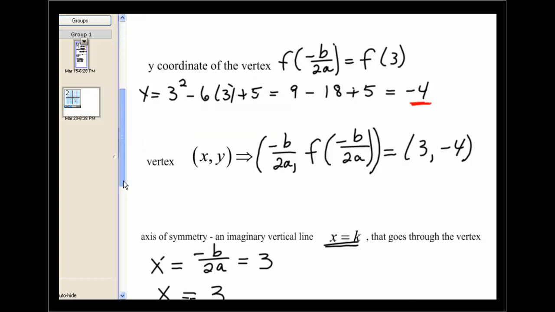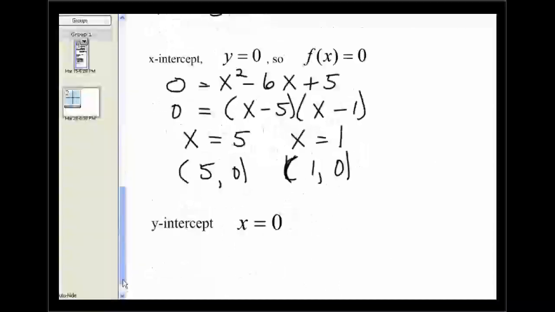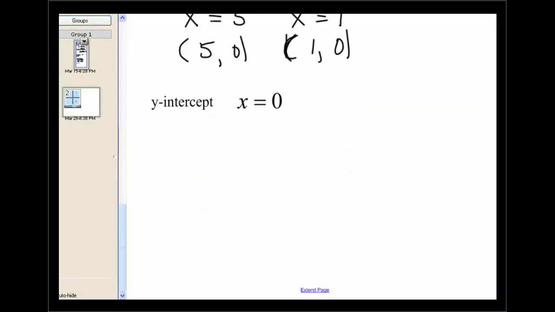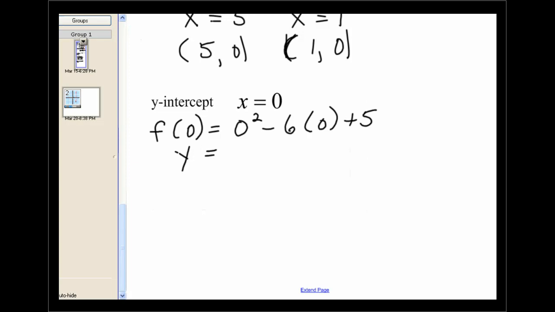Next thing we're going to find is the y-intercept. Now for a y-intercept, x is equal to 0. So we're going to find f of 0. So that's 0 squared minus 6 times 0 plus 5. So that means y equals 5. And we write that as an ordered pair, 0, 5.